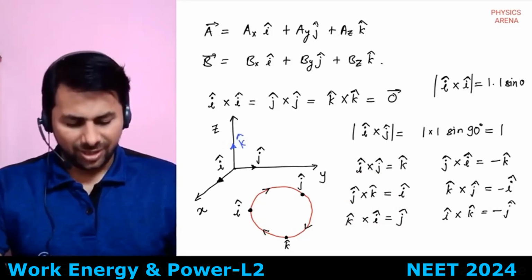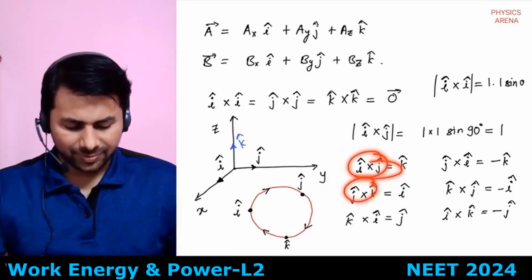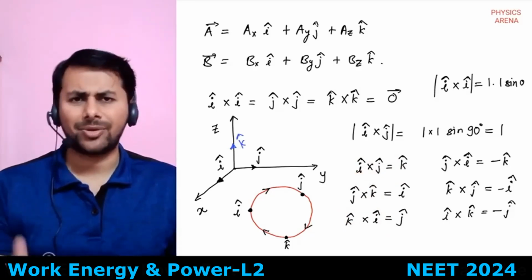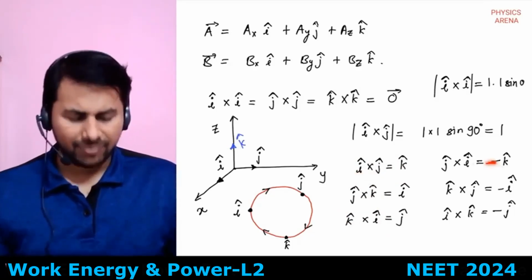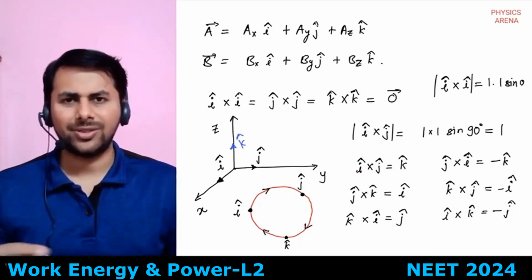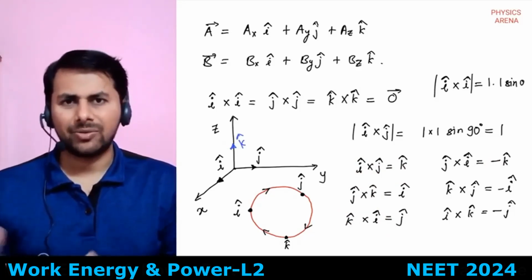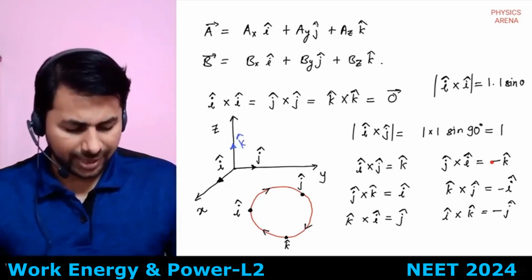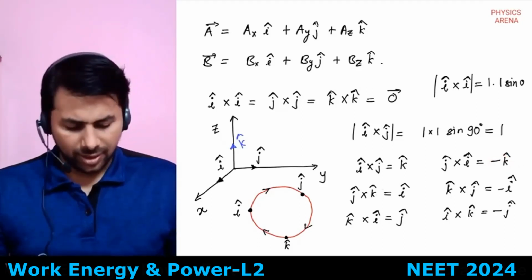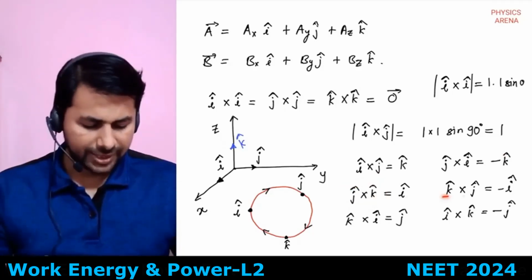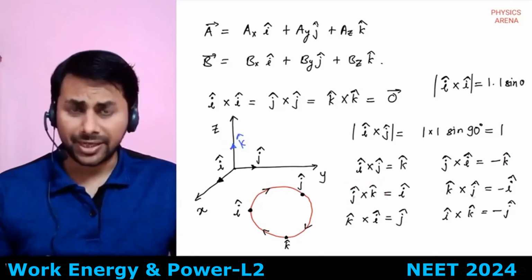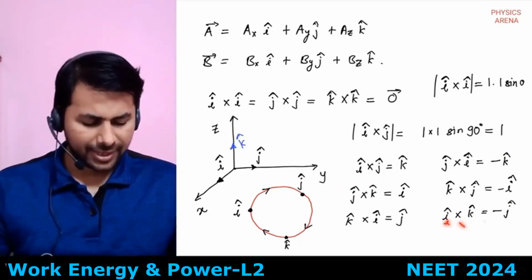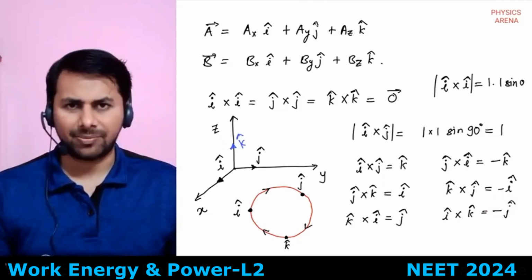but if you reverse this order, in place of i cap cross j cap, if you take j cap cross i cap, it will be minus k cap, because we have seen a bar cross b bar equals minus of b bar cross a bar. So this is minus k cap. Then if you reverse this, if you take k cap cross j cap, it is minus i cap, and if you take i cap cross k cap, it will be minus of j cap.